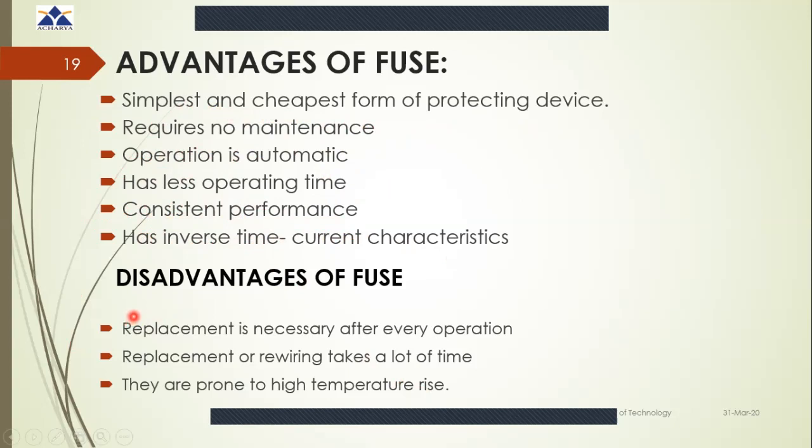And disadvantages of the fuse are: replacement is necessary after every operation. Replacement or rewiring takes a lot of time, and they are mostly prone to high temperature rise. So due to these disadvantages, this is replaced by MCB, which we are going to study next.